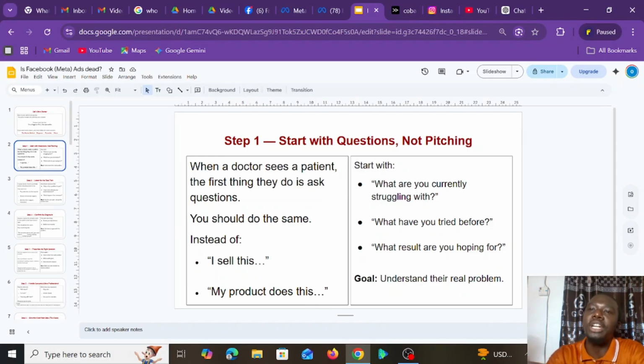And I'll be like, okay, what have you tried before? They say, I've tried to post on TikTok, I've tried to post on Twitter, but I'm not getting leads. So I'll now be like, okay, what is the result you're hoping for? I would love to get leads steadily so that I can present my offers to them, right? So they are already telling me their problem just by me asking questions.